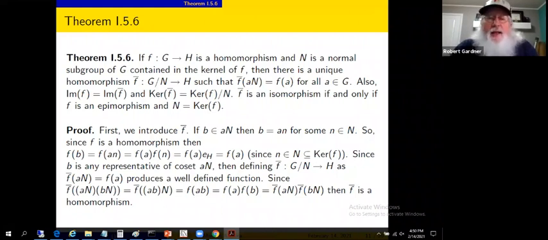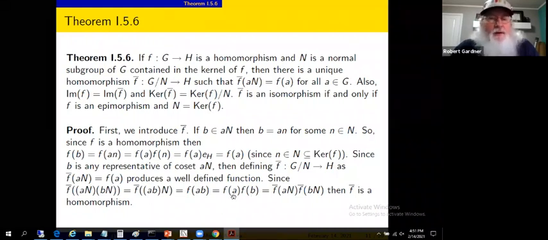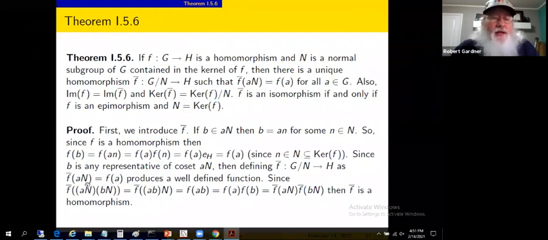Okay, now we're dealing with F. F is a homomorphism by hypothesis. So we're kind of back to the original setting. So F of AB is F of A times F of B, but we're trying to show F bar is a homomorphism. What is F of A? F bar of AN. What's F of B? It'd be F bar of BN. That's how F bar is defined. And we've shown then that F bar of AN times BN is F bar of AN times F bar of BN.